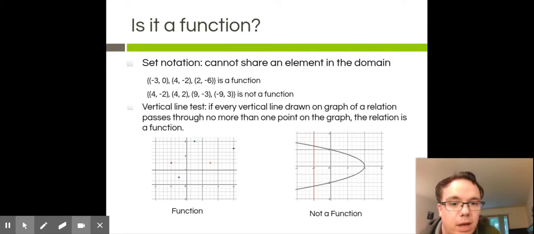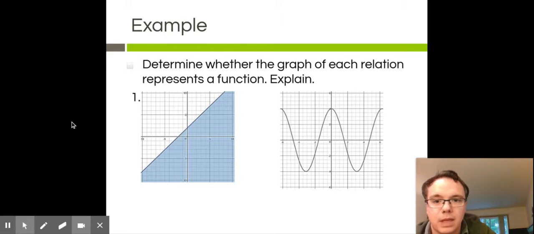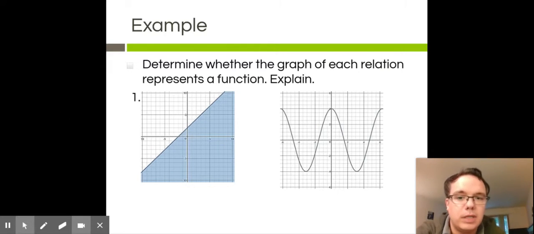On our second one, our sideways parabola, if you look at our red vertical line, it goes through 2 points. In fact, any vertical line you put through there would go through 2 points, except for one at the end. So that is not a function because you cannot pass through more than 1 point. So for example, we're going to determine whether these two relations based on the graphs are functions.